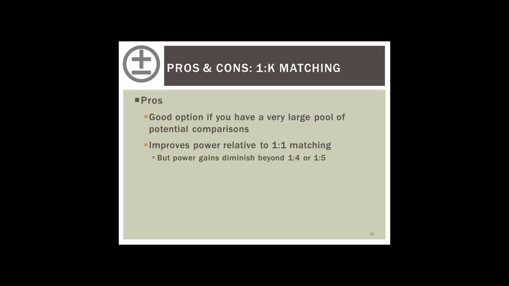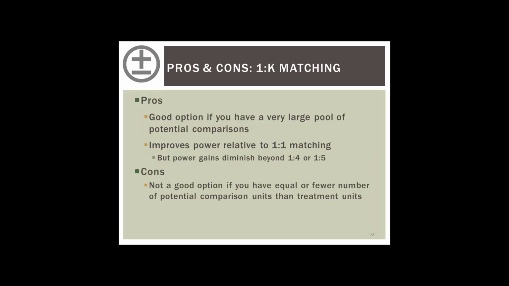Okay, so this is a good option if you have a very large pool of potential comparisons. It also improves power relative to the 1-to-1 matching because you might have larger sample sizes, but those power gains diminish once you start to identify 4 or 5 comparison units for each treatment unit. It's not a good option if you have an equal or smaller number of potential comparison units than treatment units.